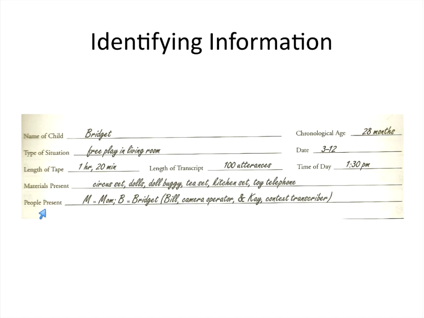Okay. And then the people who are present. And look, they use initials, M for mom, B for Bridget, that kind of thing.